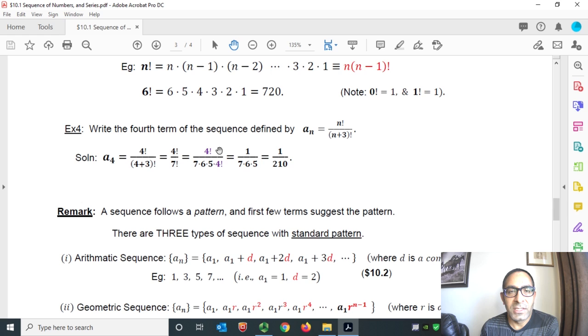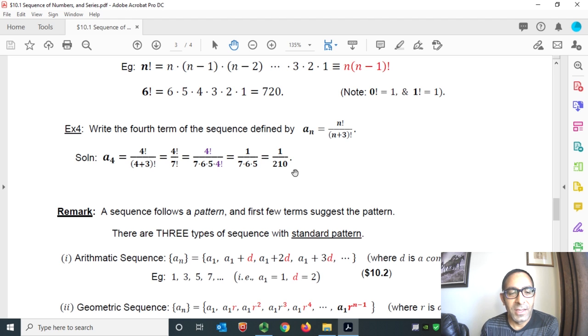Keep the numerator as it is in the next step, and in the denominator, rewrite 7 factorial equals 7 times 6 times 5 times 4 factorial. Because we do have 4 factorial in the numerator, we stop here at 4 factorial. Now we can cancel the 4 factorial in numerator and denominator. Then this equals 1 over 7 times 6 times 5, which turns out to be 1/210.